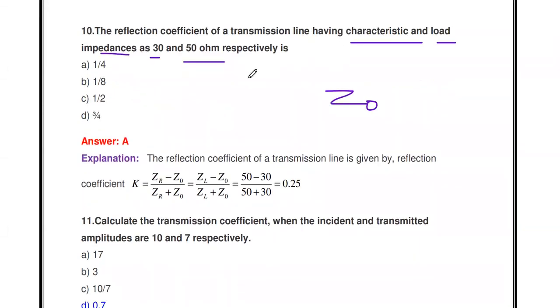So this is a very important 2 mark problem. So here ZR given, Z0 given. Load impedance is ZR. Characteristic impedance is this 30. So you just substitute in the formula. So K equal to (ZR minus Z0) by (ZR plus Z0). Or instead of ZR, we may put ZL also, the load impedance. So 50 minus 30 divided by 50 plus 30. So we will get the answer as 0.25. This 1 by 4 is the answer.